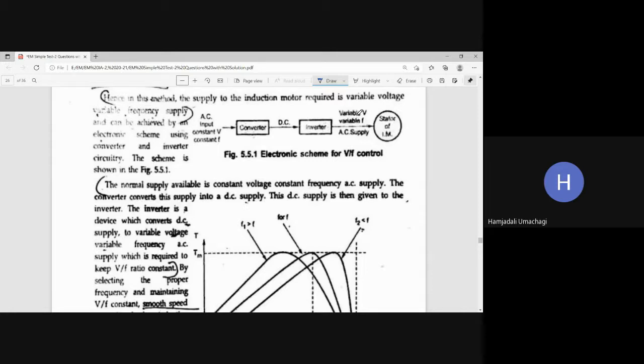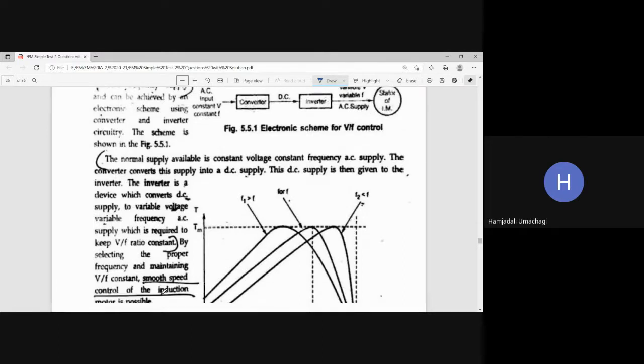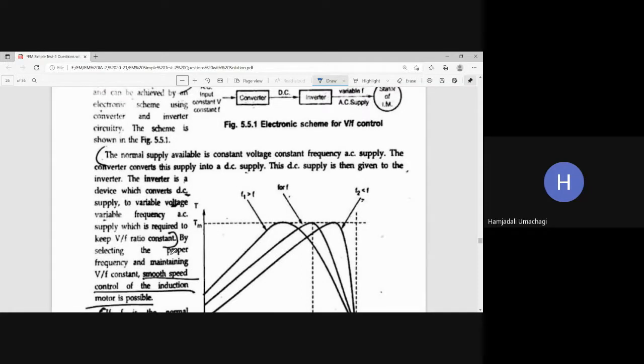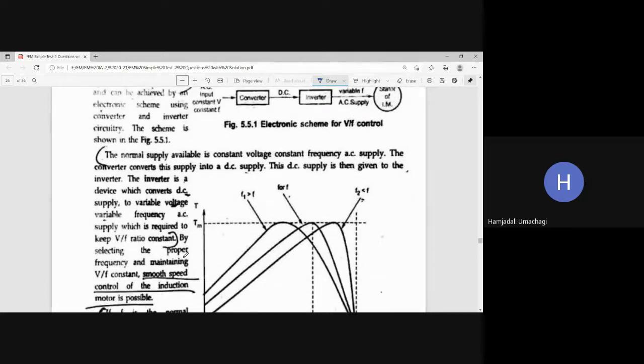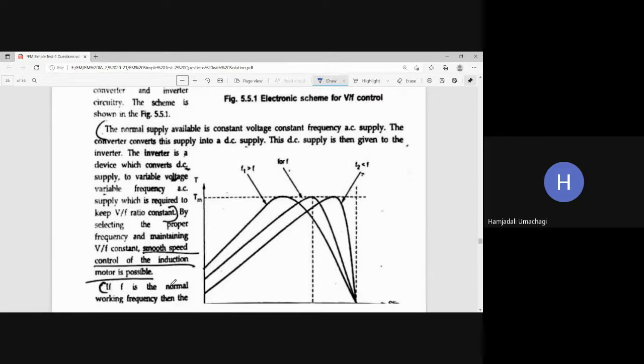So here, whatever voltage you want, whatever frequency you want, accordingly you set the voltage and frequency, and accordingly you can control the V by F ratio, and you are going to get different speeds of the induction motor. By selecting the proper frequency and maintaining V by F constant, for different values of the frequency and by maintaining the V by F ratio constant, smooth speed control of the induction motor is possible. So by applying different voltage and frequency and setting a constant value of V by F, we are going to get smooth speed control of the induction motor.